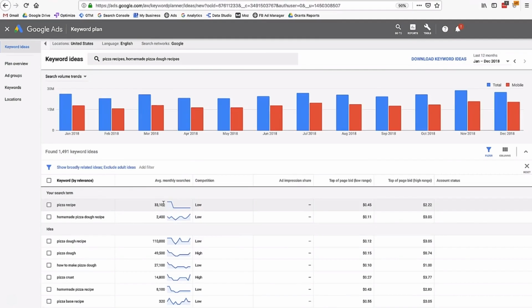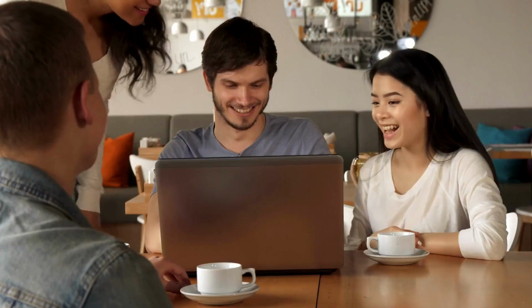Comparatively, short-tail keywords tend to have higher search volume, while long-tail keywords have lower search volume, but still significant enough. These differences highlight the varying characteristics of short-tail and long-tail keywords. Additionally, Google's Keyword Planner provides insights into the competition for these keywords, allowing users to gauge the level of competition for each. Based on the information provided, it appears that the competition is low for both the short-tail keyword pizza recipe and the long-tail keyword homemade pizza dough recipe.